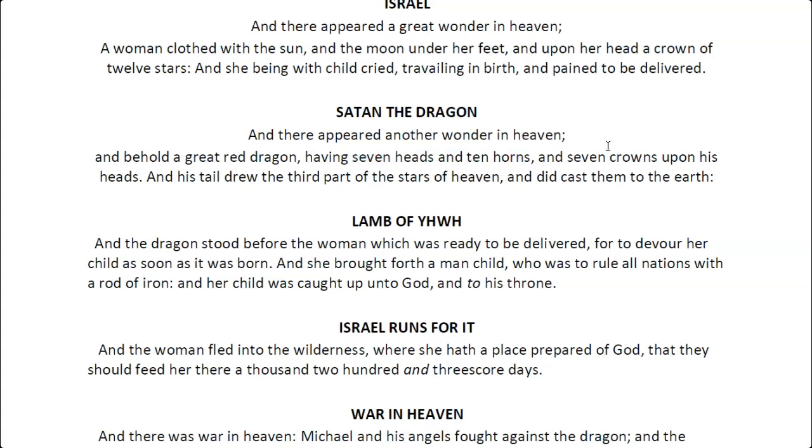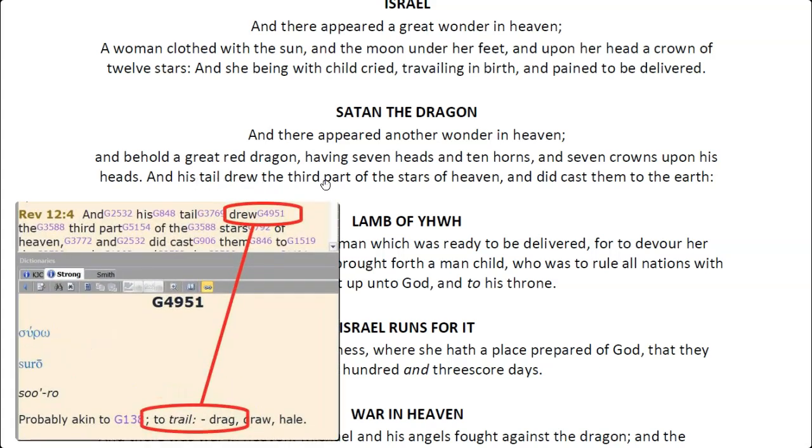All right, and the 7 heads, 7 crowns upon his heads. All right, so this is Satan and his empire. And his tail drew, and this actually means dragged. If you want to be specific in the Greek, it means to drag. And his tail dragged the 3rd part of the stars of heaven, and did cast them to the earth.